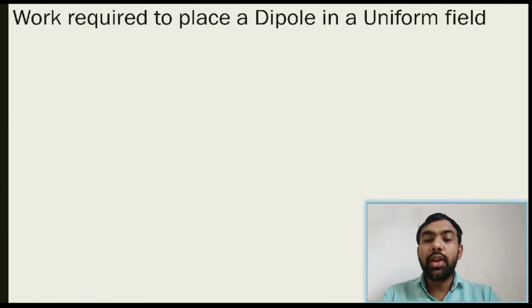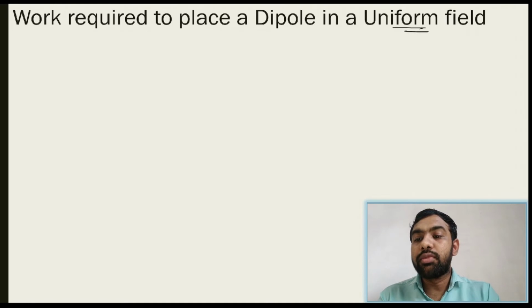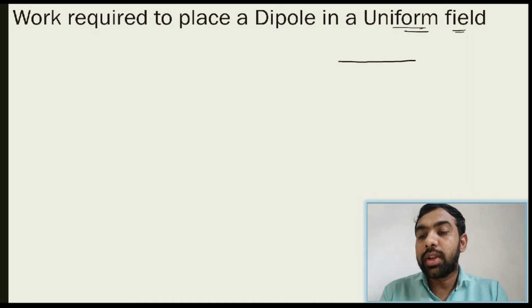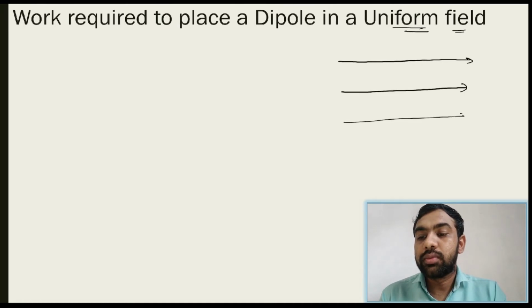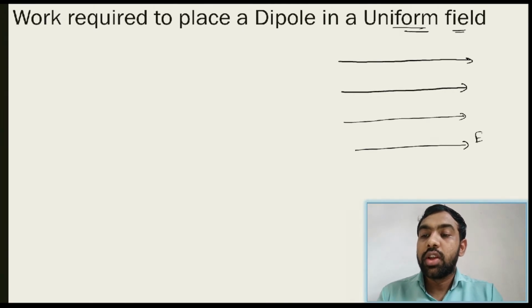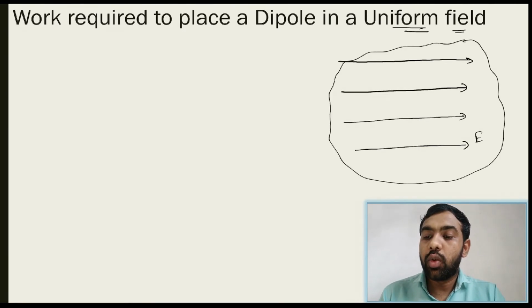So the work required to place a dipole in a uniform field. This is quite a different thing. Suppose a uniform field is already present here, somewhere, it doesn't matter where. Okay. Suppose here this uniform field is present. What is this uniform field? E. Now this is the region of the field and here it is infinite. What is this?